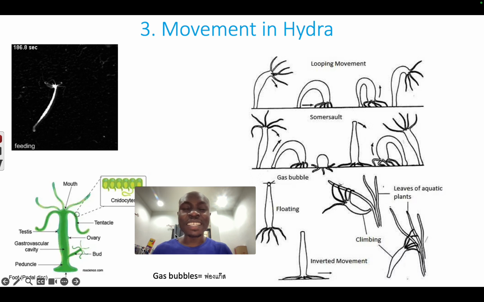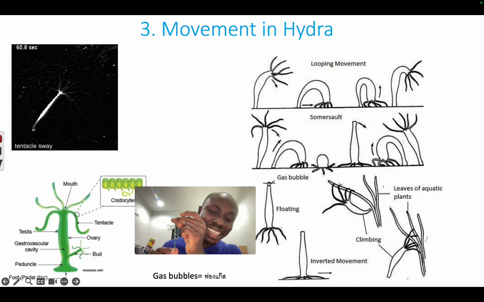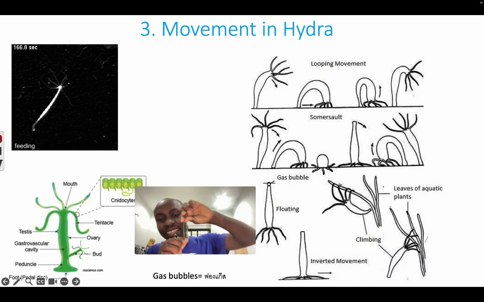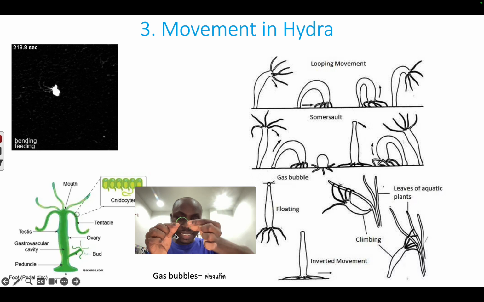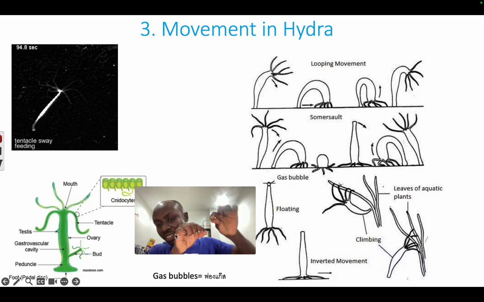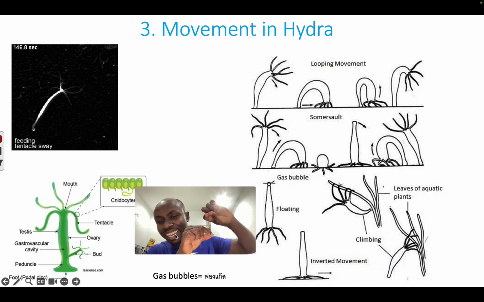Now hydra can move in amazing ways. So let's look at the first type of movement, which we call looping. Okay, looping. So let's say this is the hydra. Okay, here are the tentacles and this is the foot. In looping, the hydra is going to bend down like this, and it is going to push the foot to join their tentacles, just like this. And then it is going to, you can say, stand up like that.